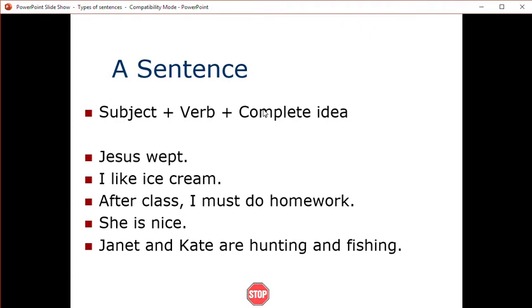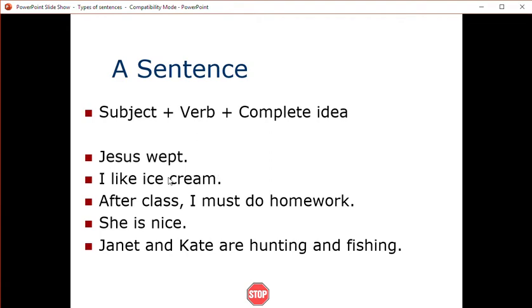First thing to remember, so important, is what is a sentence in the first place? Well, a sentence is simply anything that has a subject, a verb, and a complete idea. Just remember that is the foundation of a sentence. Jesus wept, shortest sentence in the Bible. Verb, wept. Who wept? Jesus. Subject, verb, complete idea. I like ice cream. I like what? Ice cream. Direct object. Remember, that's not necessary, but just to note, that is a really important thing.